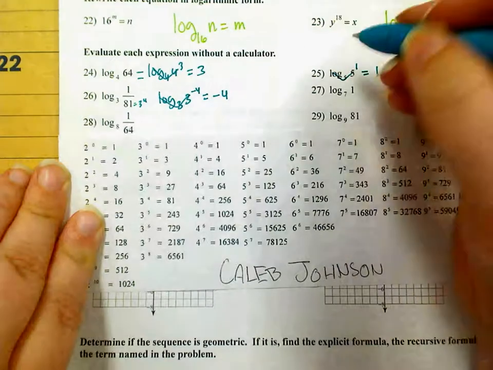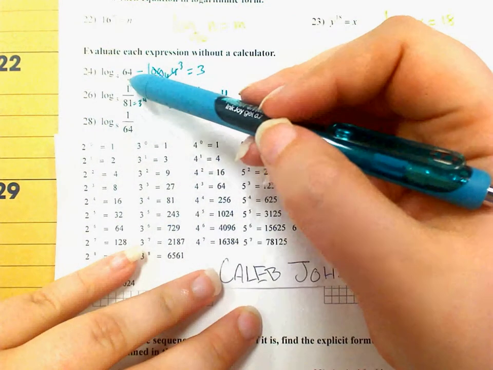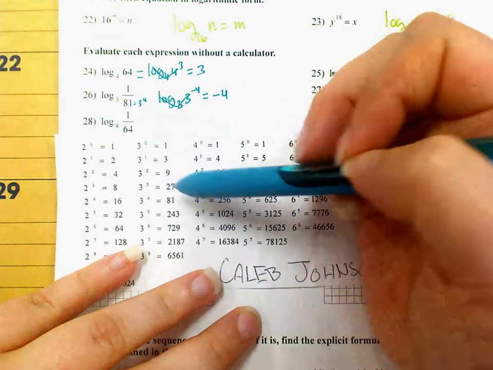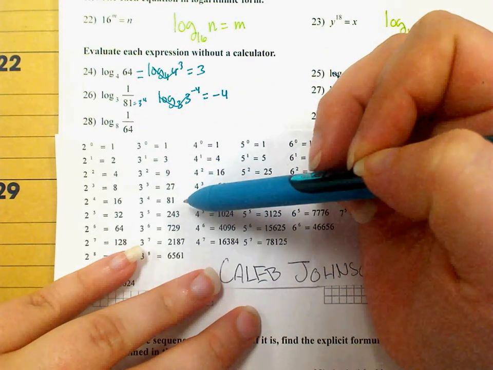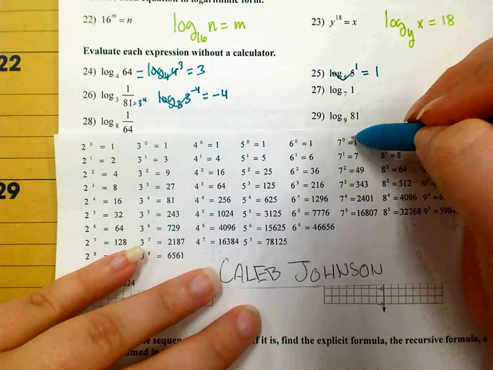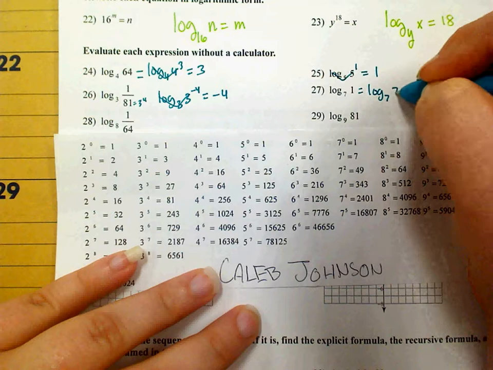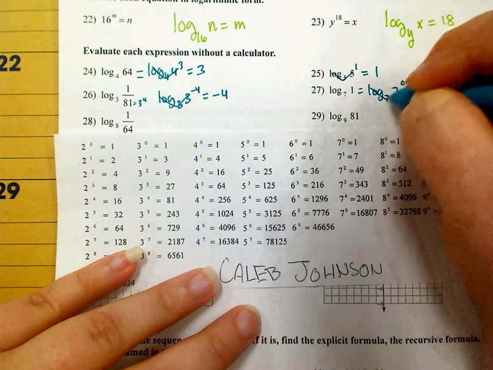And then number 27. So I'm looking at all these, and 64 is 4 cubed, and 81 is 3 to the 4th, right? Yeah. Yep. So I look at 1, and I say, okay, 1 is 7 to the 0 power. So this is log base 7 of 7 to the 0 power, meaning this is just 0.